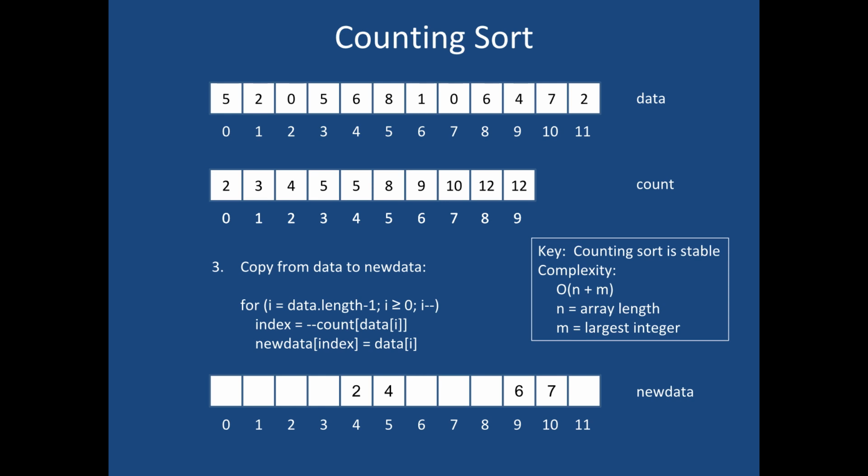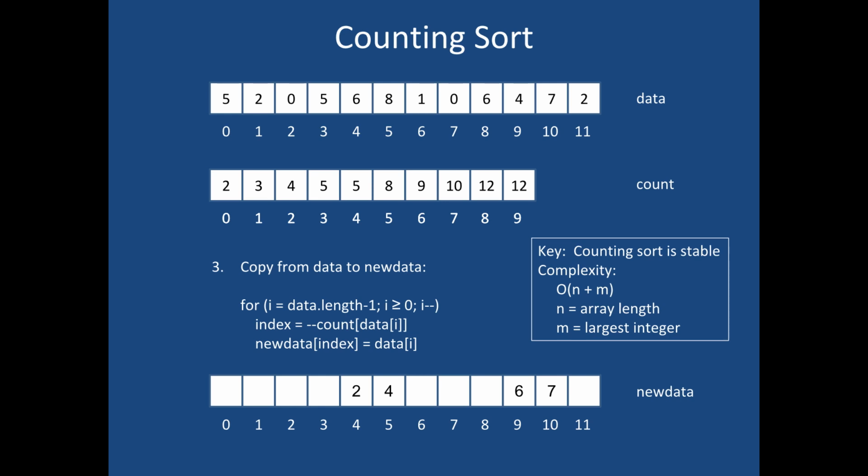Okay, so the complexity is O of n plus m, where n is the length of the original array, and m is the largest integer in the array. The n you can see where the n comes from. The m is the length of this array, and the cost here is just going to be filling in the array in the first place. It's going to take O of m time. So if m and n are the same, or close to the same, this is a linear time sorting algorithm. But if m is much larger than n, then it can be a disaster.